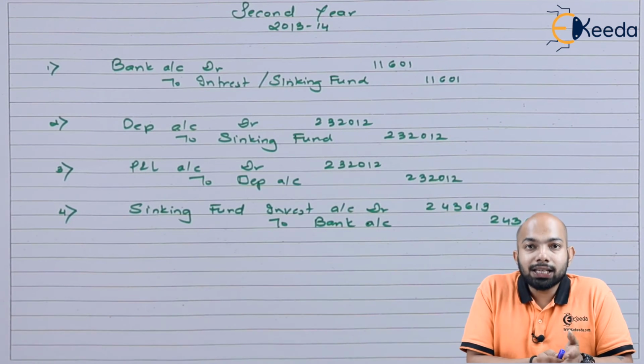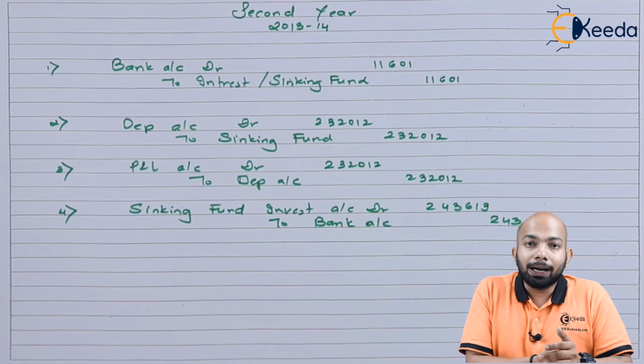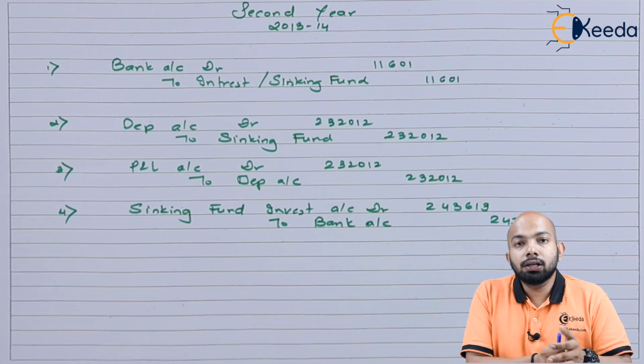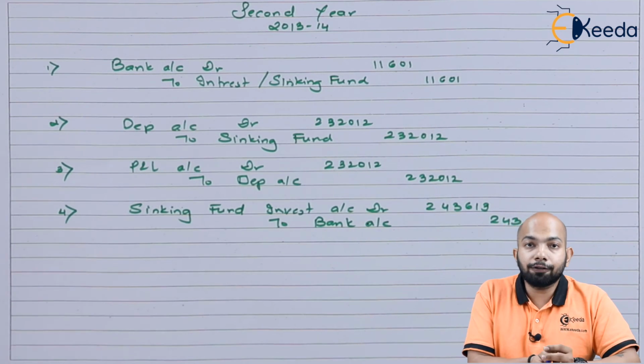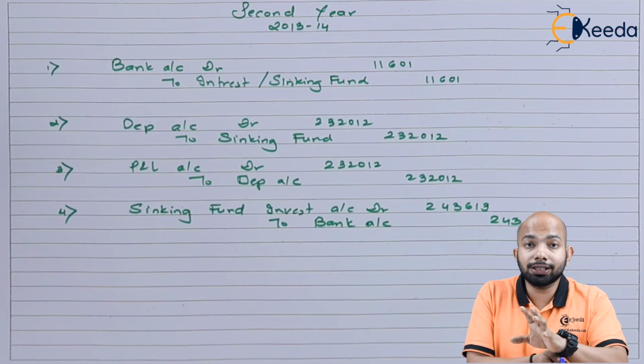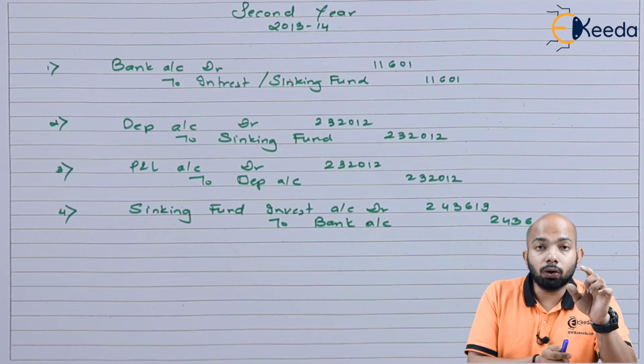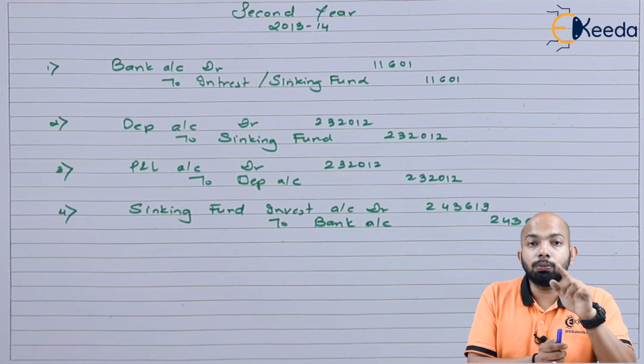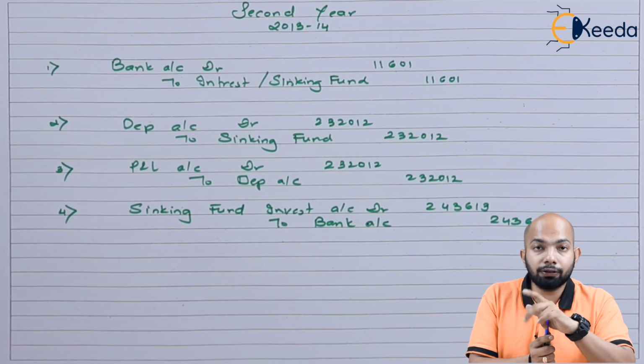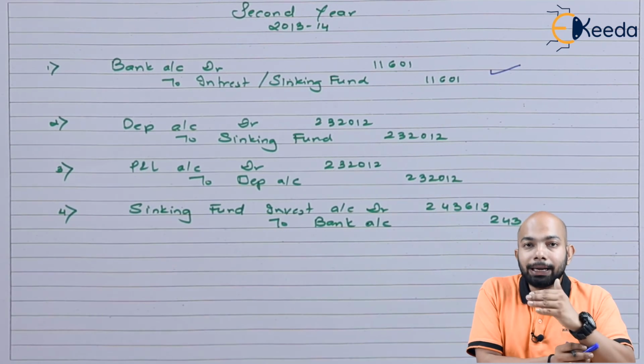Now in the second year as well, the first entry that will be passing is the receipt of the interest. So bank account debit to sinking fund, because that interest is supposed to be moved to the sinking fund account. So that amount of interest of 5% will be moved to sinking fund. So that is the entry that we have passed. The next three entries remain the same.